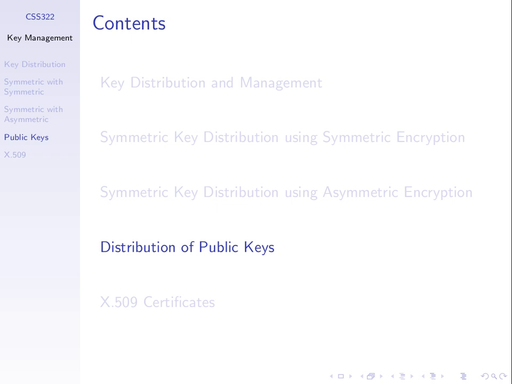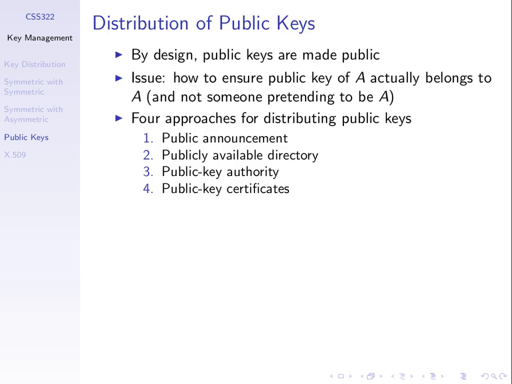That's why it didn't work, because B received a public key and there was no way to be sure that it was in fact A's public key or M's public key. So distributing public keys is not easy, because anyone can send out a public key and say this is Steve's public key. So we need some extra mechanisms. We'll go through some general approaches and then some specific protocols for doing it. By design, public keys are made public. Everyone can know them. But we have this issue: how do we ensure that a public key of A actually belongs to A and not someone pretending to be A? That's the problem we had here.